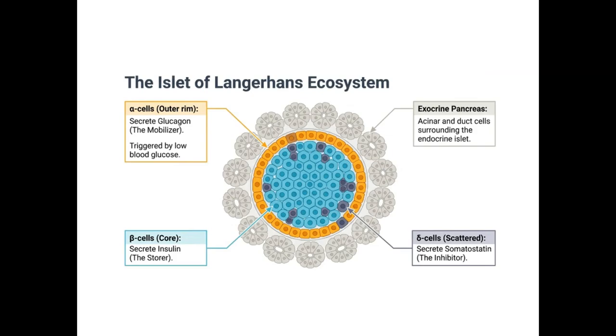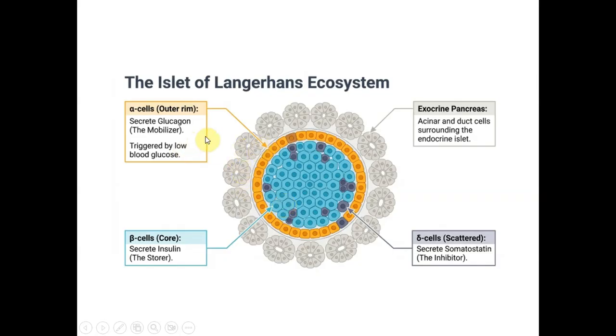To understand these hormones, we must look at their birthplace, the islets of Langerhans, which we have already discussed in the previous lecture. These are the alpha cells in the outer rim, and they secrete glucagon, triggered by low blood glucose levels. While insulin is triggered by high glucose levels and secreted by the beta cells of the islets of Langerhans, which are the storers of insulin.